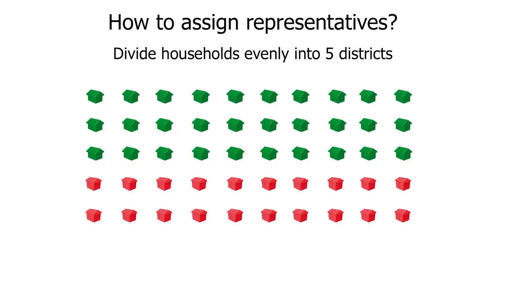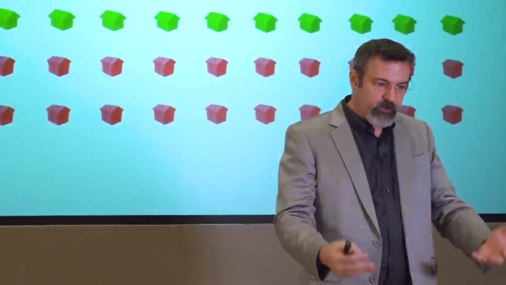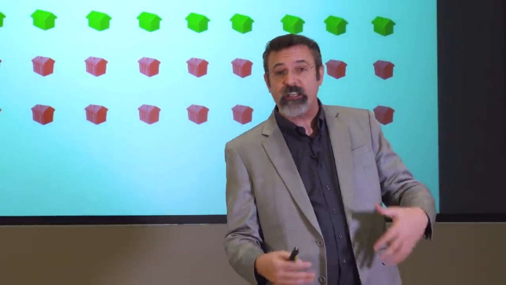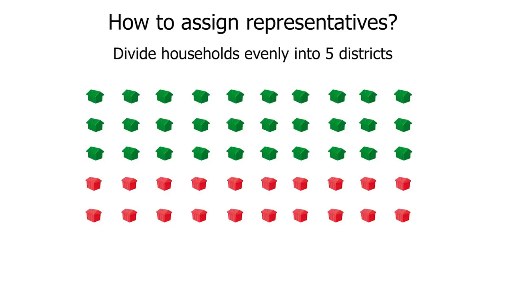Well, that's an interesting idea, but it raises a problem of its own, which is how do we divide our populace into districts and assign representatives to them? What we would like is that we assign representatives in an electorally fair way. And here's what I mean by that.